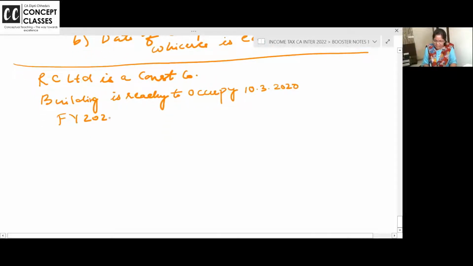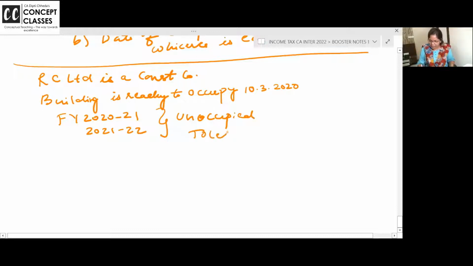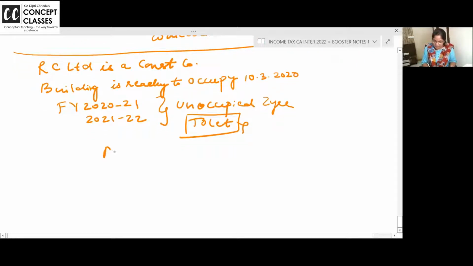Now financial year 2021-22, the building remained unoccupied. To-let board लगाया. You have put the to-let board, ready to occupy, but कोई rentals आए ही नहीं. The property was vacant or unoccupied for 2 years. Then in that case, no income is taxable. How many years?